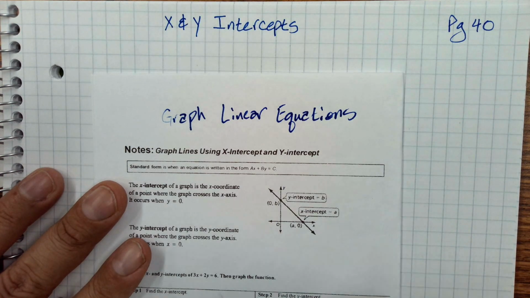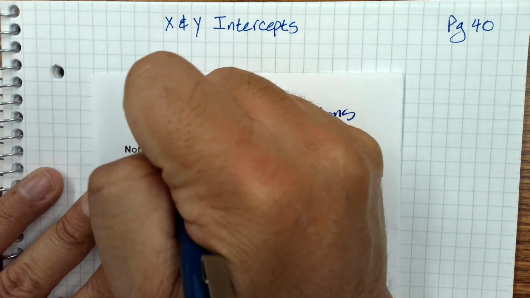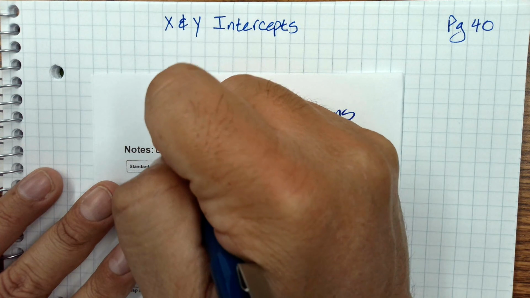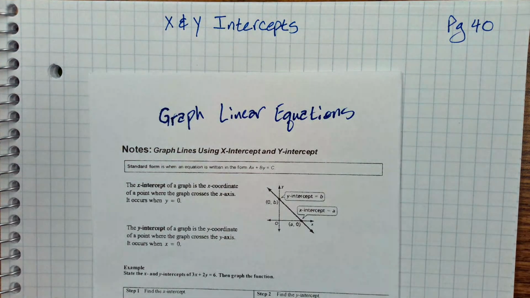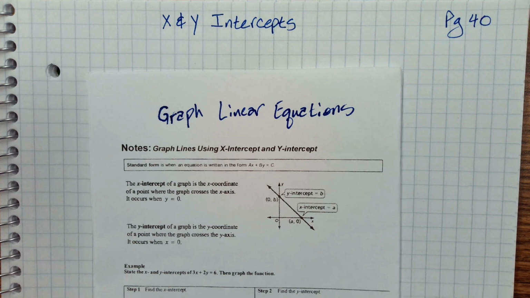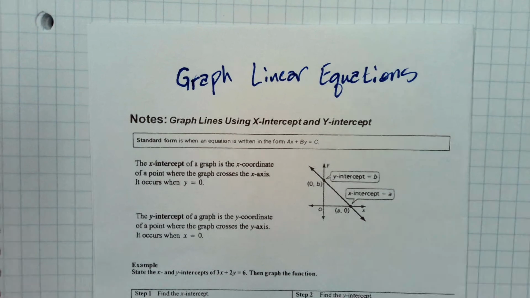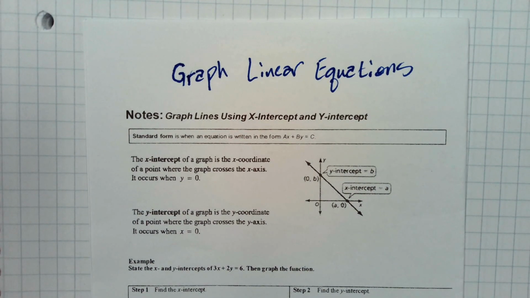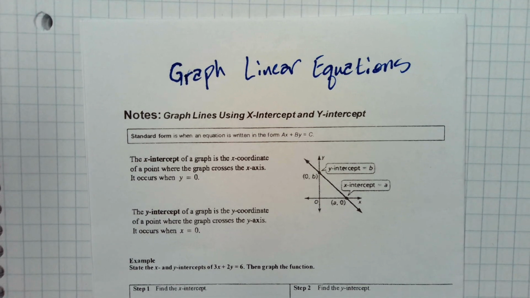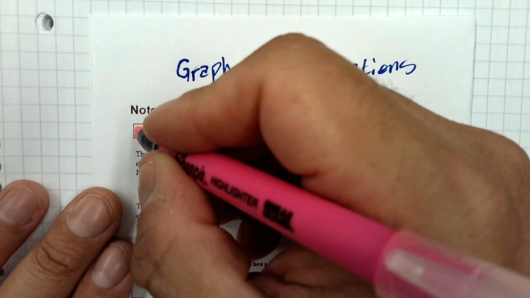So we're going to be graphing linear equations for a while. And one of the easiest ways to do this is by finding the X and Y intercepts. So that's what we're going to do. Okay, so we're going to start off with the fact that the equations we're going to look at are in what's called standard form.